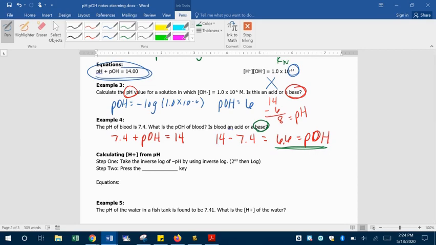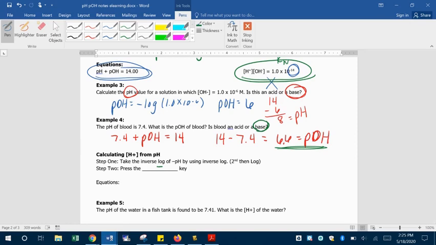So why would I ever use something like this Kw number? Well, sometimes it's easier if you get the concentration instead of one of these numbers. But there's a way around that by simply using H plus concentration and your calculator. So step 1 for calculating pH from the concentration of hydrogen is to take the inverse log, and then you have to press the negative key again, and that should give you your pH.